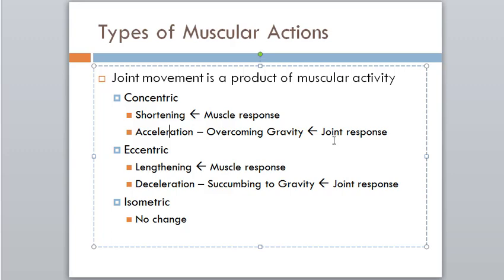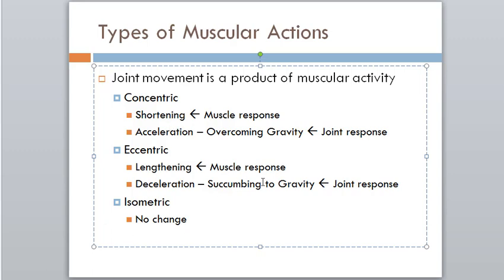So you're looking at some output of movement. Is that person running, jumping, throwing, pressing, pushing, sitting up, whatever the activity is? And so we're looking at the joint response, or the joint output. If that joint is overcoming gravity, then that is acceleration, right? It's accelerating because gravity's trying to pull it down. So you're generating muscle force, you're overcoming gravity. That's always a concentric contraction, always.